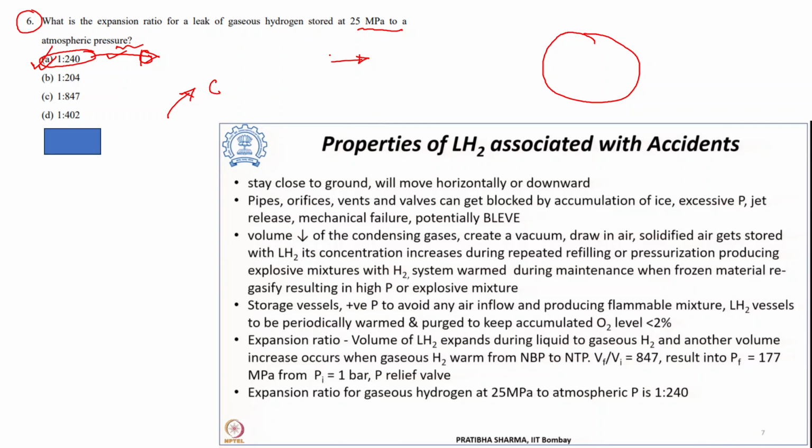So what is this VF by VI? And NBP, which one? In the right bottom corner. Final and initial, V final versus V initial. Okay. This is the pressure P and V for volume. We are talking about the volume. Volume expansions. Atmospheric pressure, expansion ratio means volume expansions.